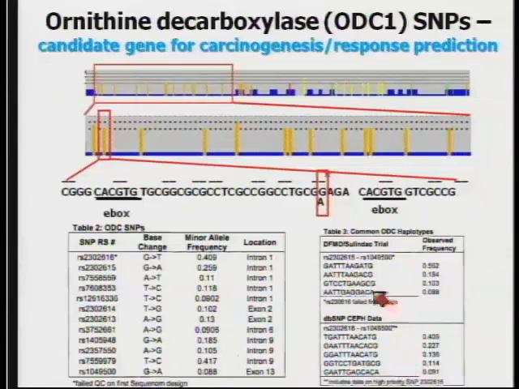With that said, from here on in, you're going to hear me talking about one polymorphism, and that's this polymorphism here that's in the red box. It's the second SNP that's noted right here, and if you look at the sequence underneath, some of you may recognize consensus E-box transcription factor binding sites here that are underlined and here that are flanked by this particular polymorphic site.